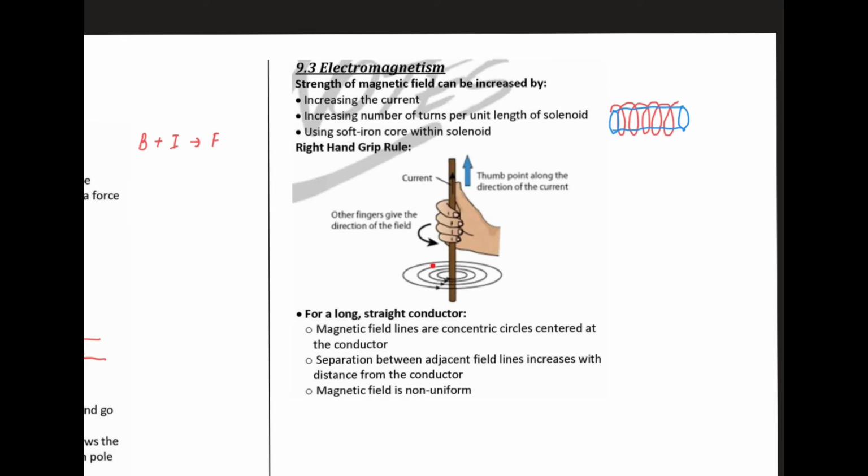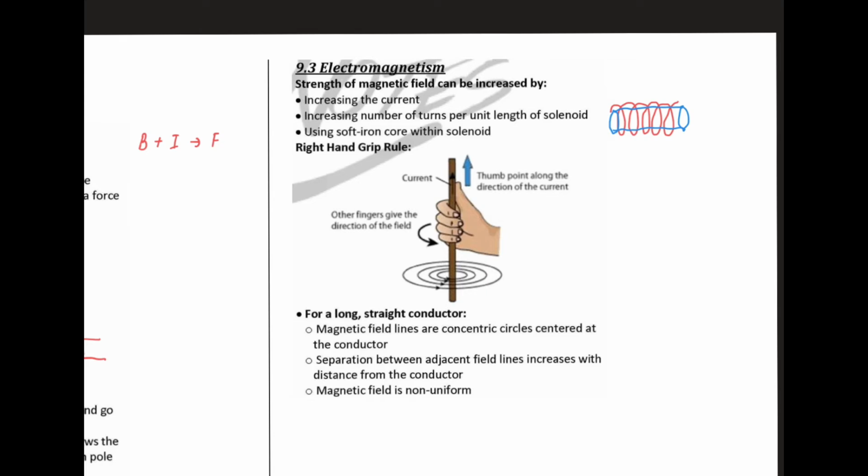The magnetic field is in a circular shape. This is the magnetic field, and it's in anti-clockwise direction. How do we determine the direction? We use the right hand grip rule. You just follow how the four fingers twist, and the magnetic field will have that direction. We use the right hand grip rule for a straight conductor that carries current.